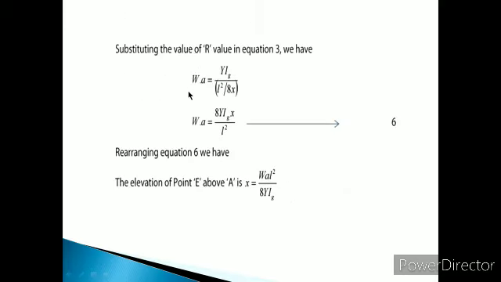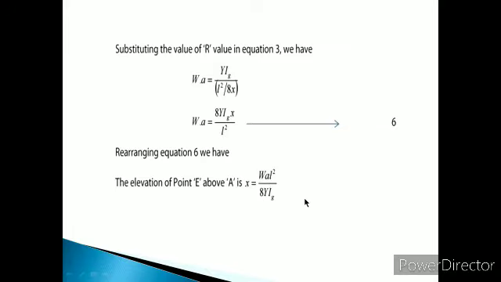We get the value W a is equal to YIg divided by L square by 8x, or W a is equal to, on simplification, 8 YIg into x divided by L square. This is equation number 6. Rearranging the above equation, we determine the elevation of the beam: x is equal to W a L square by 8 YIg.